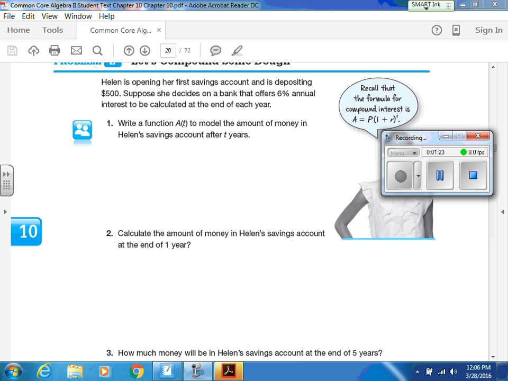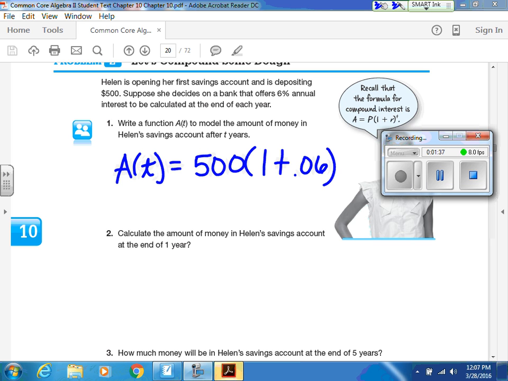All right, so Helen's savings account after t years, A of t. How much money was her principal? 500. What was her rate? 1.06. And time is t years. So that's the answer for question 1 right there.